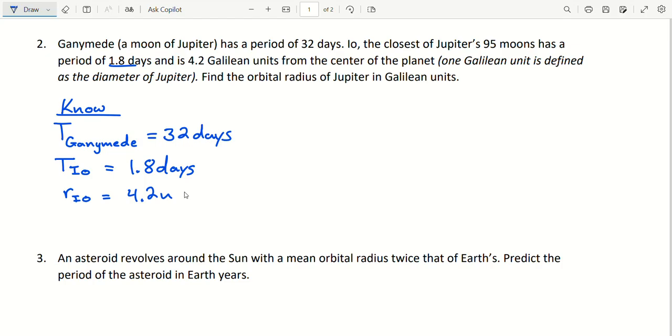That's all I know. Well, what am I trying to find? I want to find the orbital radius R of Ganymede, and I'll capitalize that. Baller. Now, if you would like a picture, I'll sketch one here in a second, but it does not add anything to this. All right, so we know 2 periods and a radius. We're trying to find the other radius.